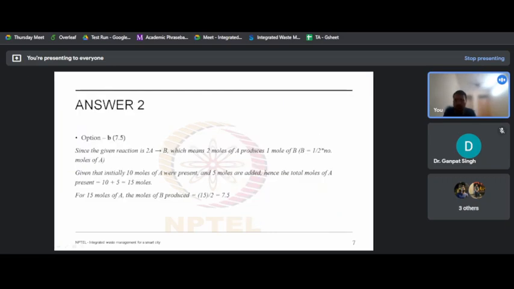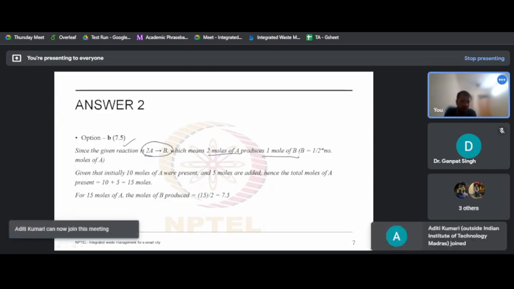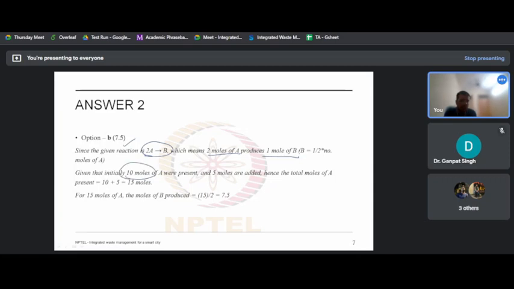So here is the answer. So option B, 7.5 was the answer. 2A was transforming to B. That means 2 moles of A were producing 1 mole of B. It means half the moles of A would become B. So we were given 10 moles initially, and then we added an additional 5 moles to it. So total number of moles of A were 15. So that 15 moles of A will get converted to 7.5 moles of B.